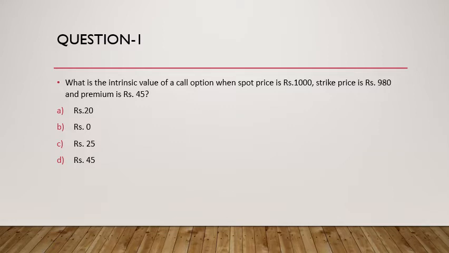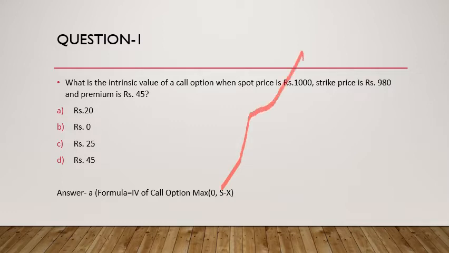To find that out, we will use a formula: IV of a call option is max of 0, S minus X. In this calculation, S is the spot price, which you can see here, and X is the strike price, which is the price given here. When you find max of 0, S minus X, the answer would be 20, and that's why the answer is A here.